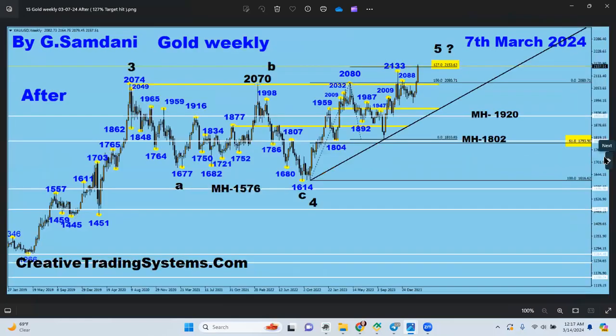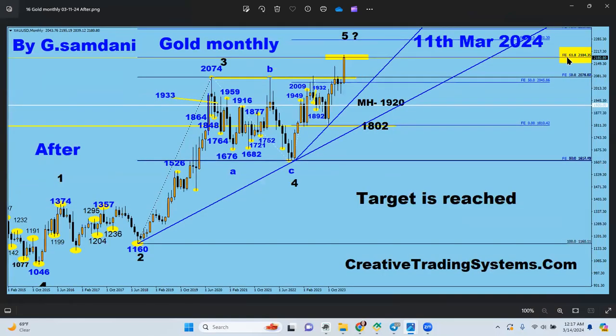Then finally, you see that on the 7th, we reached the target on the weekly chart. The target of 2154 was hit. And on the monthly chart, the target 2184 was also hit on the 11th. I recorded this chart on the 11th, which is this Monday. The target was actually reached last week, Thursday or Friday, but I recorded the chart afterwards.